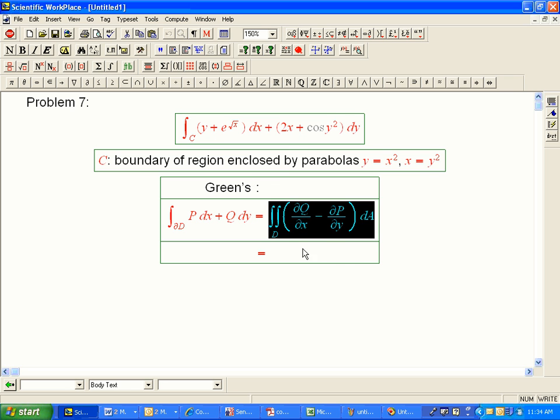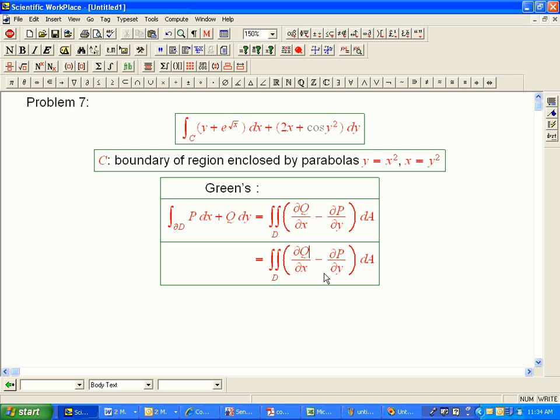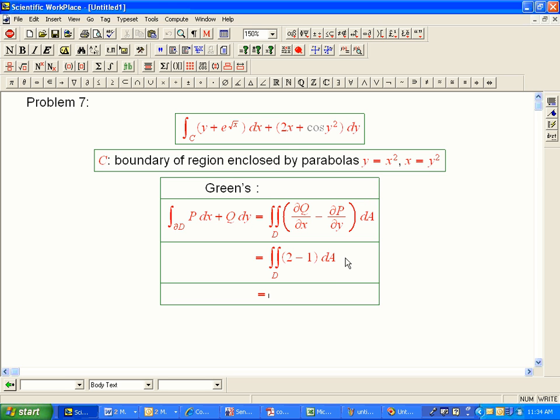Let me copy some of this down. And so dQ/dx is just going to be 2, and dP/dy is just going to be 1. Hey, that's nice and simple. And so I actually just get the area of this region. If I already knew the area of that region, I'd be done. It's just the area of the region. But I don't really know it, but it's not hard to calculate.